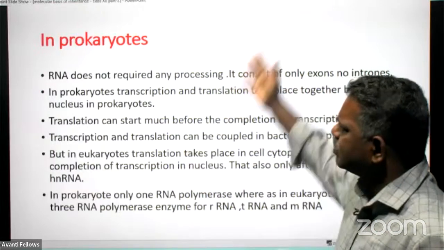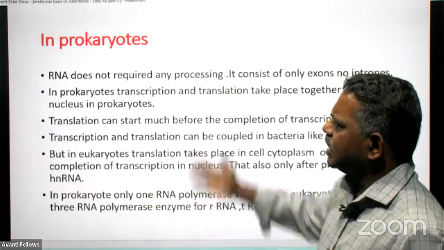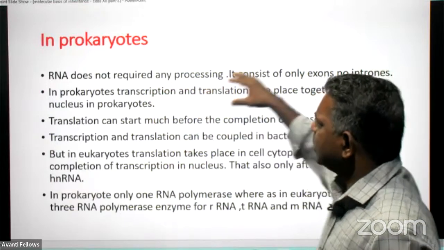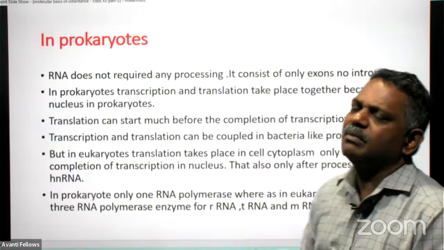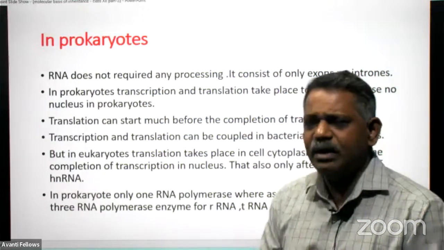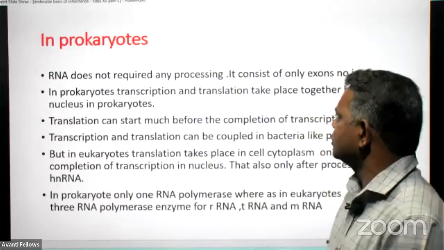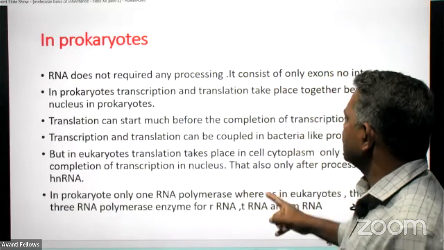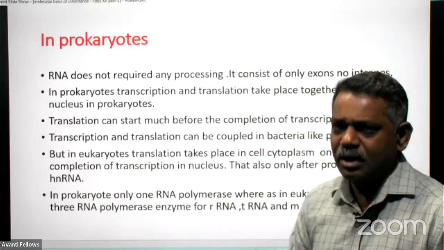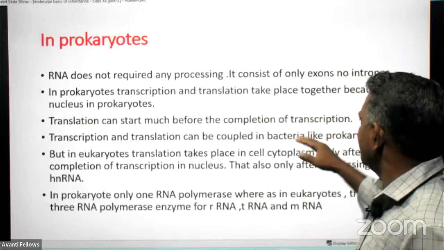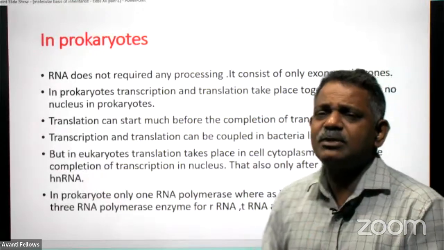Let us see how this process of transcription happens in the prokaryotes. See, RNA does not require any processing in prokaryotes. That means everything is necessary. All are exons, no introns. It consists of only exons and no introns in prokaryotes. And in prokaryotes, transcription and translation take place together. Why do they take place together?